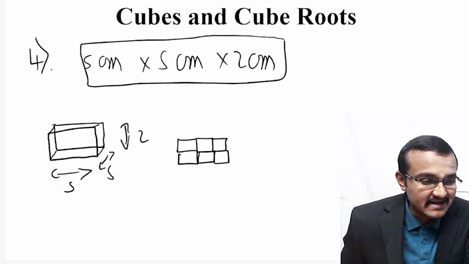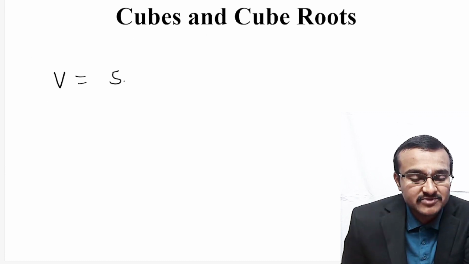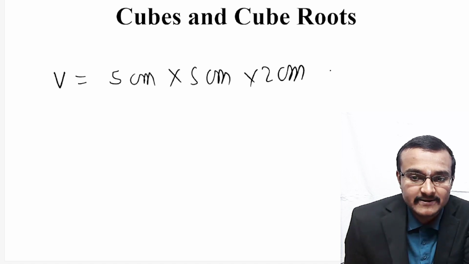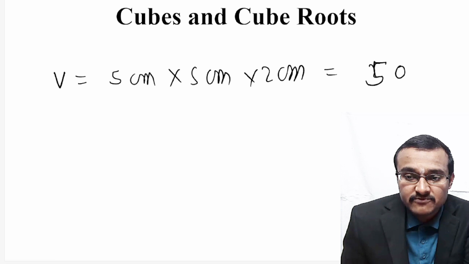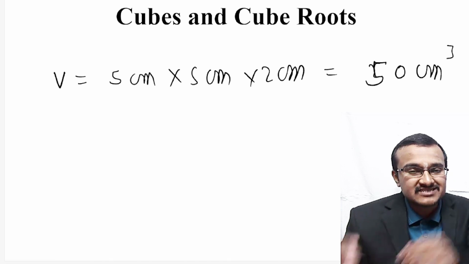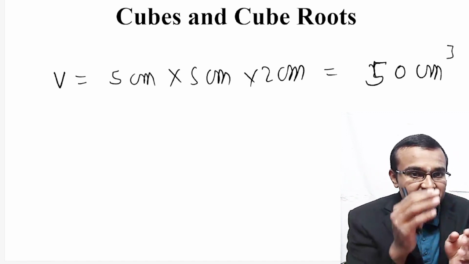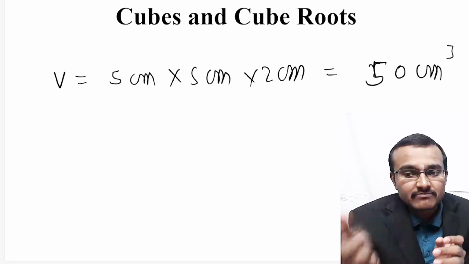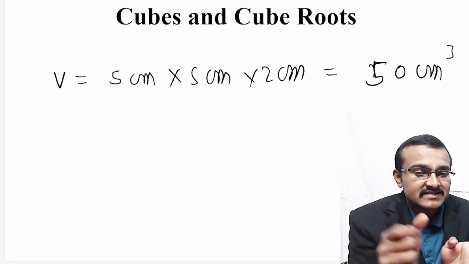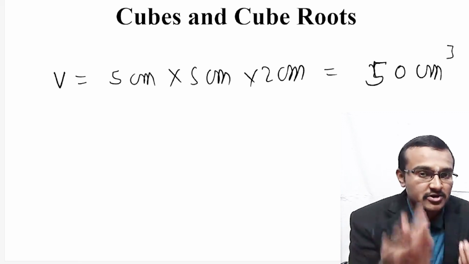To find that, you should find the volume of this cuboid. To find the volume, you multiply 5 centimeter into 5 centimeter into 2 centimeter. What will be the volume? 5 5's are 25, 25 into 2 will be 50. So 50 centimeter cube is the volume of this cuboid. Using this 50, you do the prime factorization and identify which more numbers you should multiply to make this 50 a perfect cube, because 50 is not a perfect cube. Since the length, breadth and height of this cuboid are not equal, 50 is not a perfect cube number.